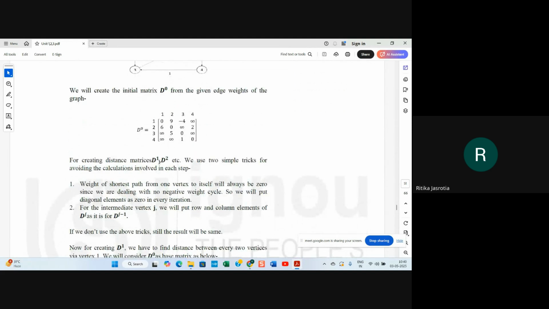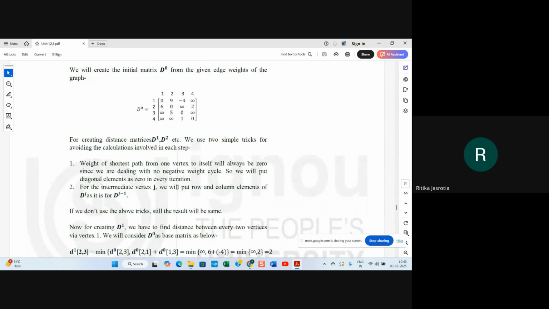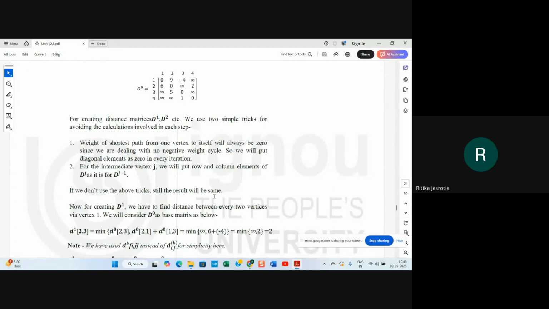For creating distance matrices D1, D2, etc., we use two simple tricks for avoiding the calculation involved in each step. First, the weight of the shortest path from one vertex to itself will always be 0, since we are dealing with no negative weight cycle. So we will put diagonal elements as 0 in every iteration. Second, for intermediate vertex Vj, we will put row and column elements of Dj as they are in Dj minus 1. If we don't use the above tricks, still the result will be the same.